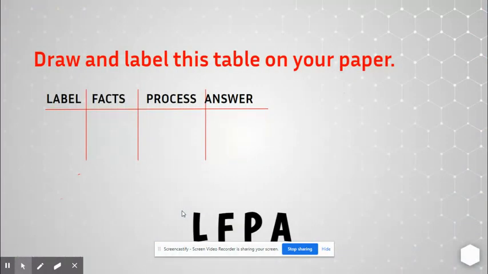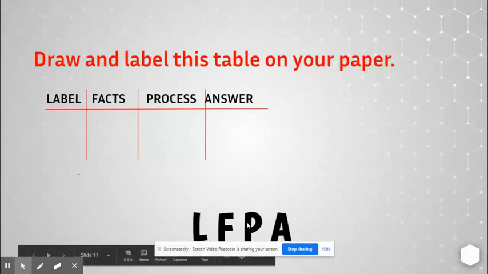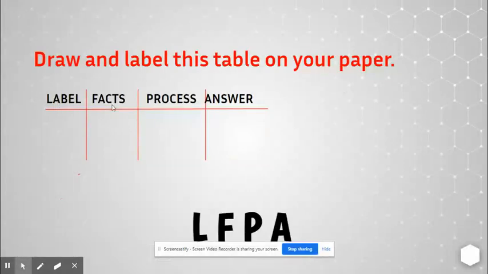Draw and label this table on your paper. This is called LFPA. It reminds you to label the unit. Facts is the numbers. Process is do I multiply or divide? And of course the answer. What answer am I trying to get? So take a moment and copy that on your paper.